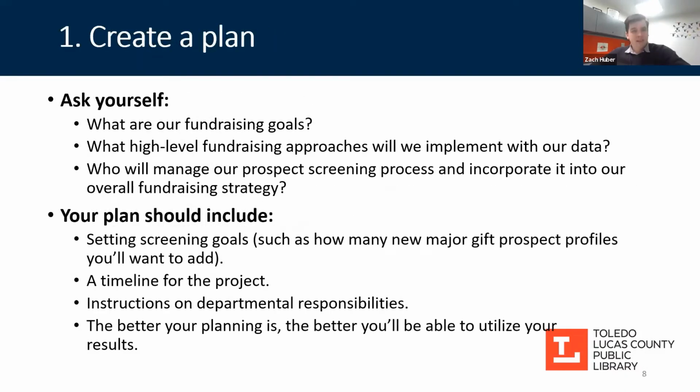So the second part of step one is what your plan should include. That would be setting your screening goals, such as how many of the major gift prospect profiles you're going to look at and add to someone's plate, and then a timeline for that project. Are you going to set certain goals through one year? Are you going to do quarterly goals for certain donors? And then you're going to want to work out who is going to do those, so those department responsibilities. And the better your planning is, the better you'll be able to utilize those results.